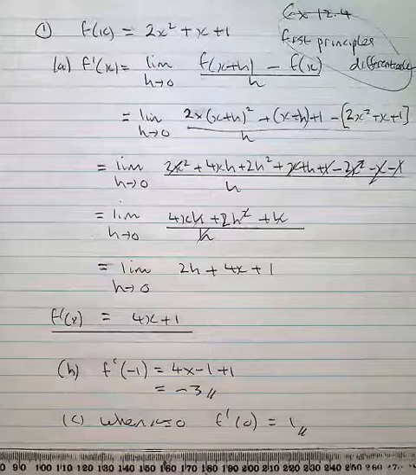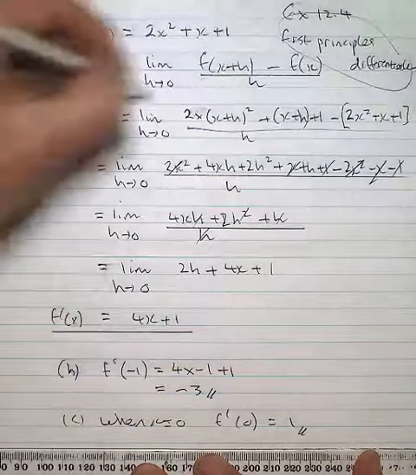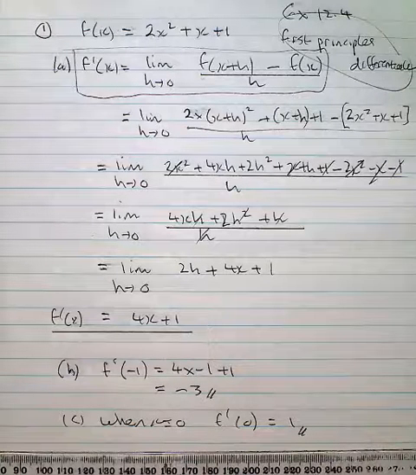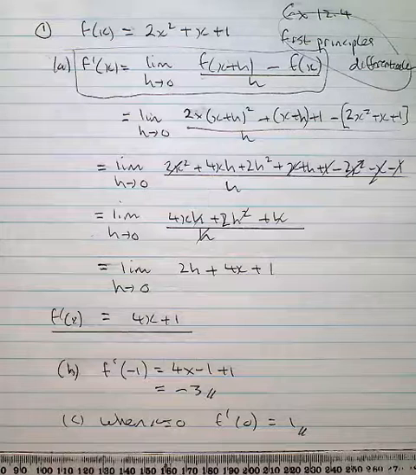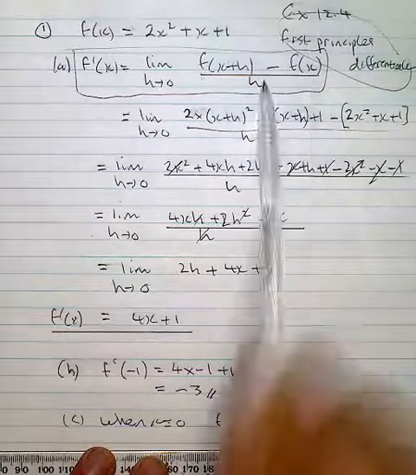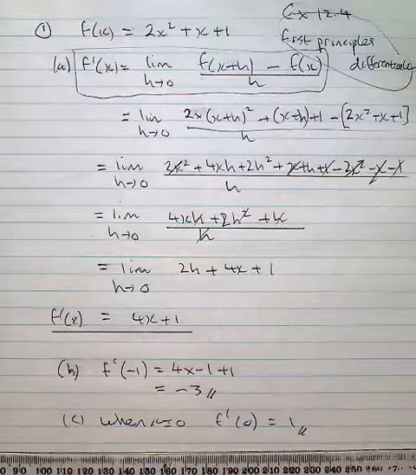Now, this is called first principles differentiation, and you'll find that formula in your formula or information sheet. It's a very long-winded way of going about things, but important that we get the fundamentals right. You'll notice it's virtually the same as what we were looking at with the gradient of the secant.